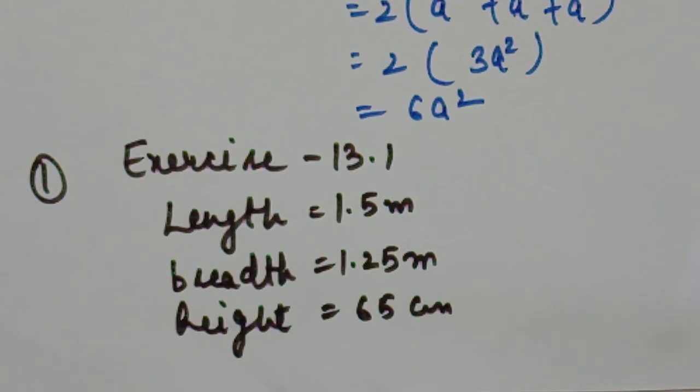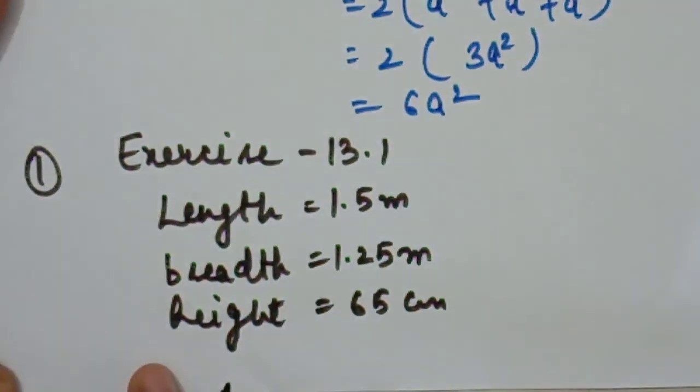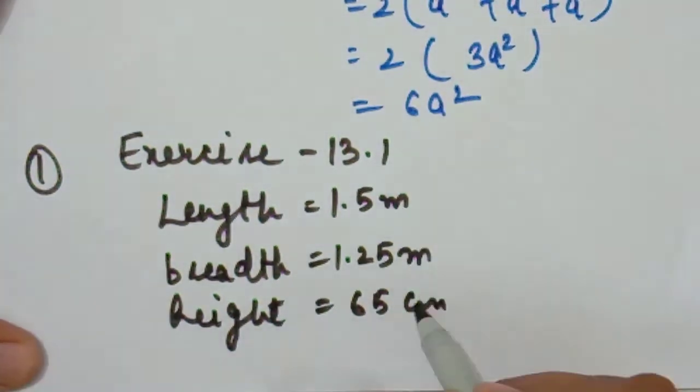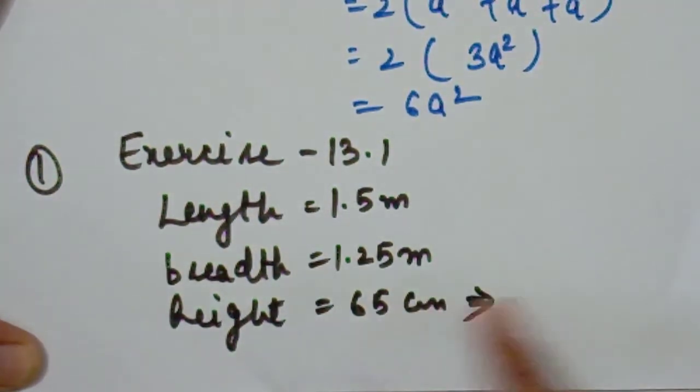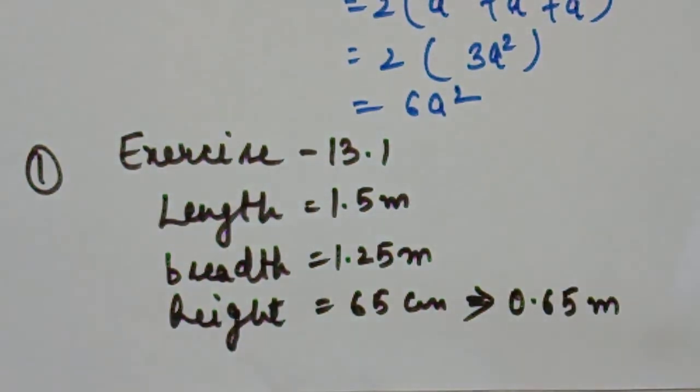And then the second part is the cost of the sheet, if a sheet measuring 1 meter square costs ₹20. Now we will start solving it. First of all, you have to check whether all the measurements are given in the same unit or not. Here we have meter, meter and then centimeter. This is the main reason for wrong answers, because students do not pay attention to the unit. So you have to check the unit first. We have to change this into meters also. Then it is 0.65 meter. Now all 3 are in meters.